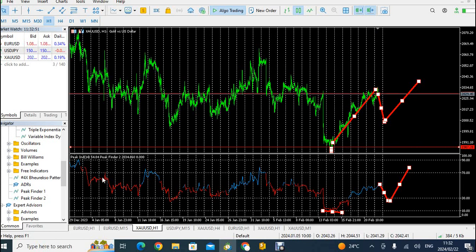If you look at the previous peak, when it happened, it was on this date here. That's on the 29th of December. So the last peak on gold here on the 1 hour chart happened on the 29th of December. If you had entered that peak, you would have held a trade from the 29th of December up to the 13th of February. So these are some tools that you can use.